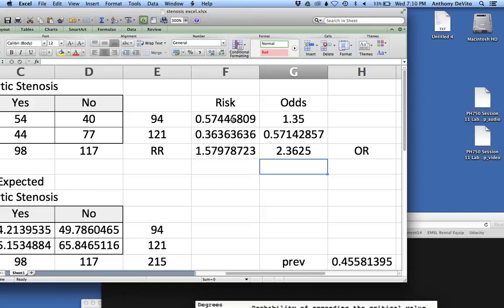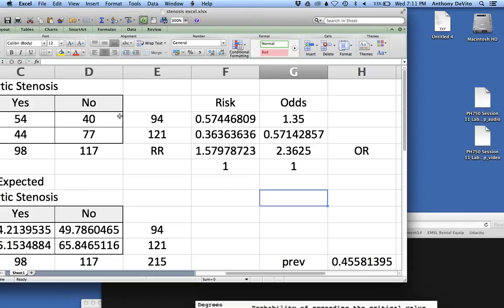However, the important thing is not so much what that number is. The important thing is, if there's no association between smoking and stenosis, what would you expect the risk ratio to be? The same. You'd expect the risk for smokers to be the same as the risk for non-smokers. So if you got two numbers, one over the other, and they're both the same number, what do you get? You get 1. You would expect this to be 1. That's what we would expect it to be. What about the odds ratio? What would you expect that to be if there's no association? Same deal. You'd expect that to be 1 also. You'd expect the same ratio between yeses and nos in both of these rows, right?